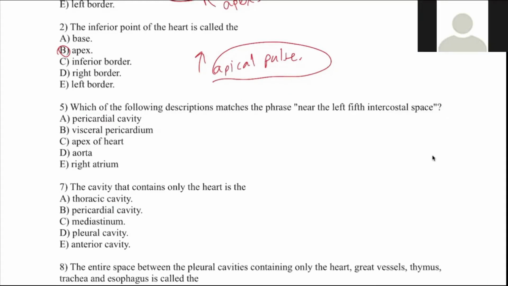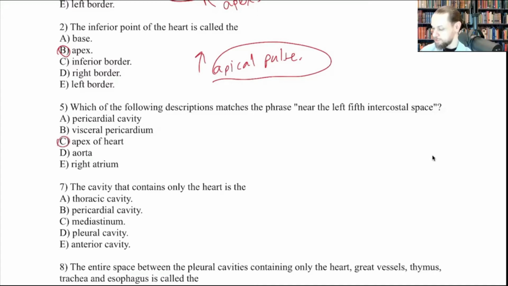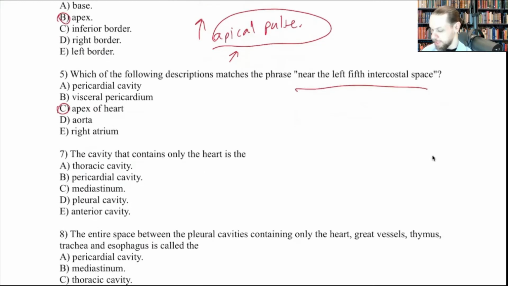Which of the following descriptions match the phrase near the left fifth intercostal space? That will be, I guess, C, apex of the heart. Yeah, apex. Remember that's essentially where we auscultate the apical pulse. That's also right if you want to auscultate for your heart sounds, lub-dub sounds. If I want to hear any abnormal sounds, if I believe there's a prolapsed valve, that's where I'm going to go. Fifth intercostal space, mid-clavicular line. So this is called the apex of the heart.